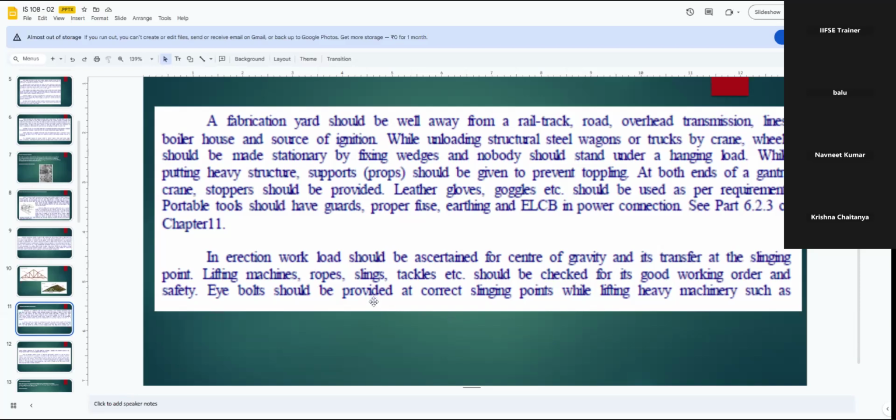And also, the direction of the load, the work should be ascertained for the center of gravity and its transfer at the slinging points. The lifting machine, ropes, slings, and also tackles, etc., should be checked for its good working order and also safety. So, erection work with the load should be ascertained for center of gravity. Again, center of gravity is very important.